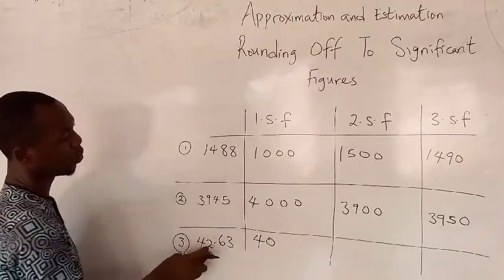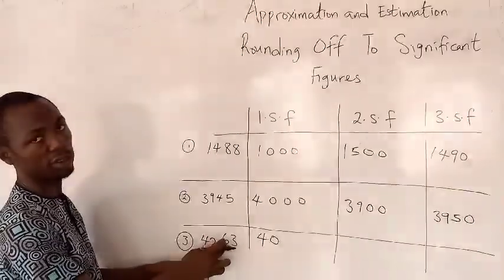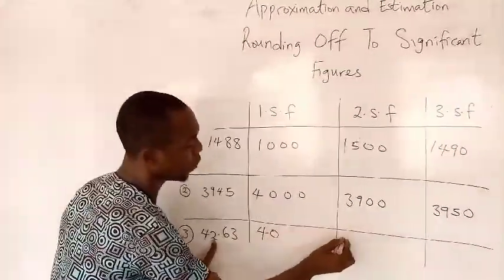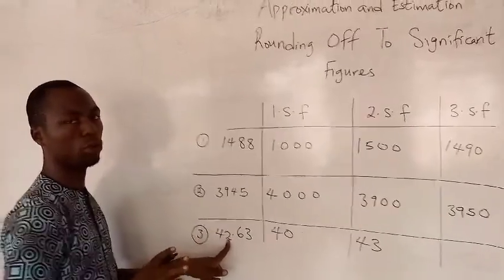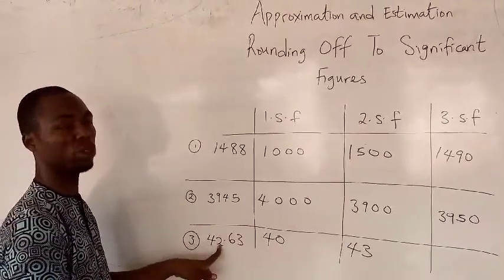Two significant figures, you count 1, 2. The third digit is up to 5. So this will make this 2 to become 3. So we have 43. So we already have our 2 significant figures. So we won't touch the ones after decimal points.